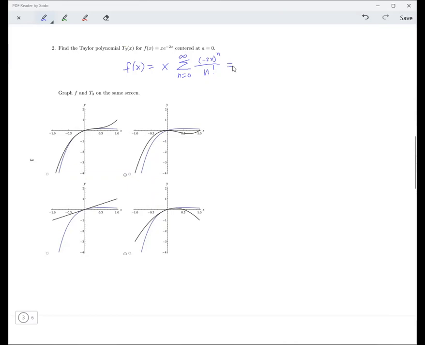And this x can go in. Let me think about this for a minute. That's negative 2 to the n, x to the n over n factorial. Then we can put the x in. So the T3 of x, which is what we're looking for, you're just going to sum up to where this power is going to be 3. So that's actually only going to 2, because when n is 2, this is to the third power.